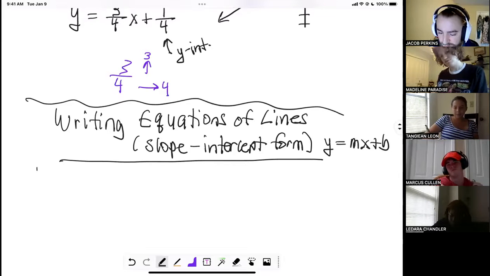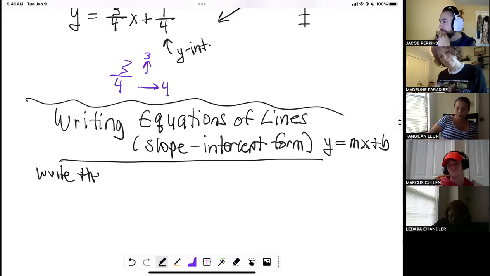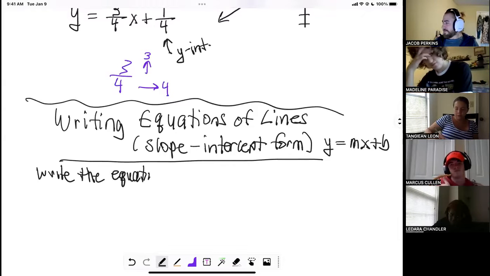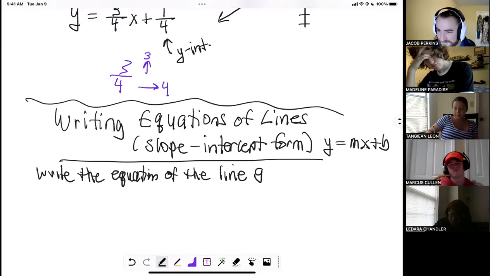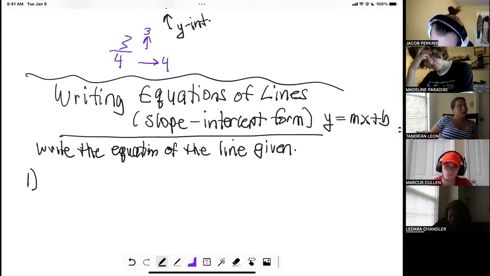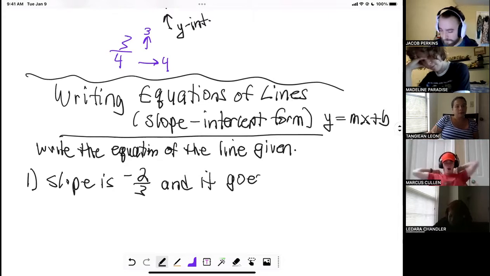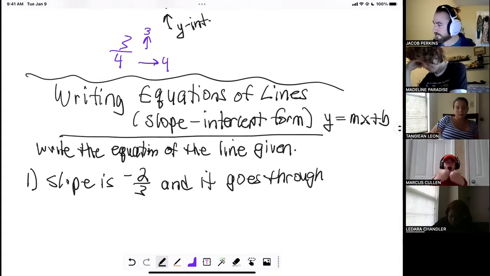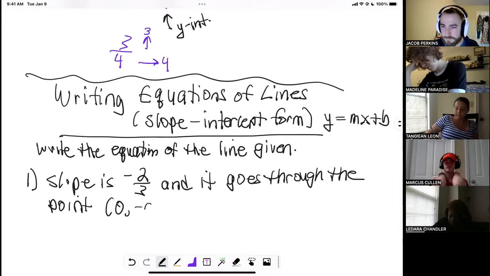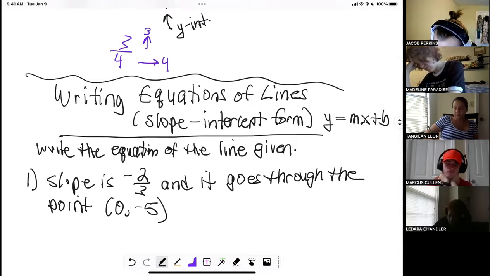So all of these is write the equation of the line given. And then we're going to get all different kind of givens. So first given is slope is -2/3. And it goes through the point 0, -5. We're not graphing it. We're just going to write the equation.